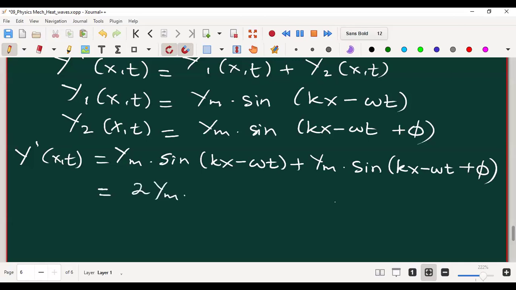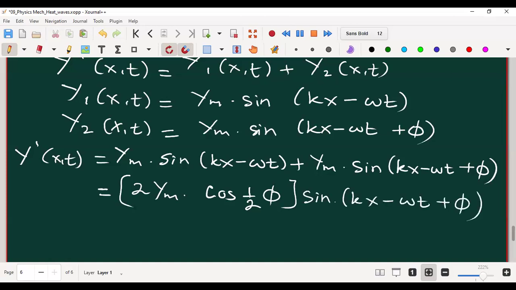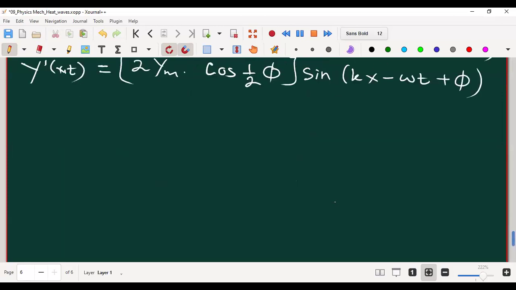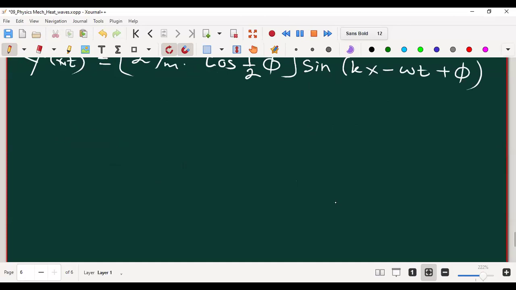So this one becomes 2 ym cos(φ/2) sin(kx − ωt + φ/2). Okay, this one is the superposition of wave 1 and wave 2. This one is the result. Okay, what does it mean? So for example, if we have the same phase, can you imagine here?